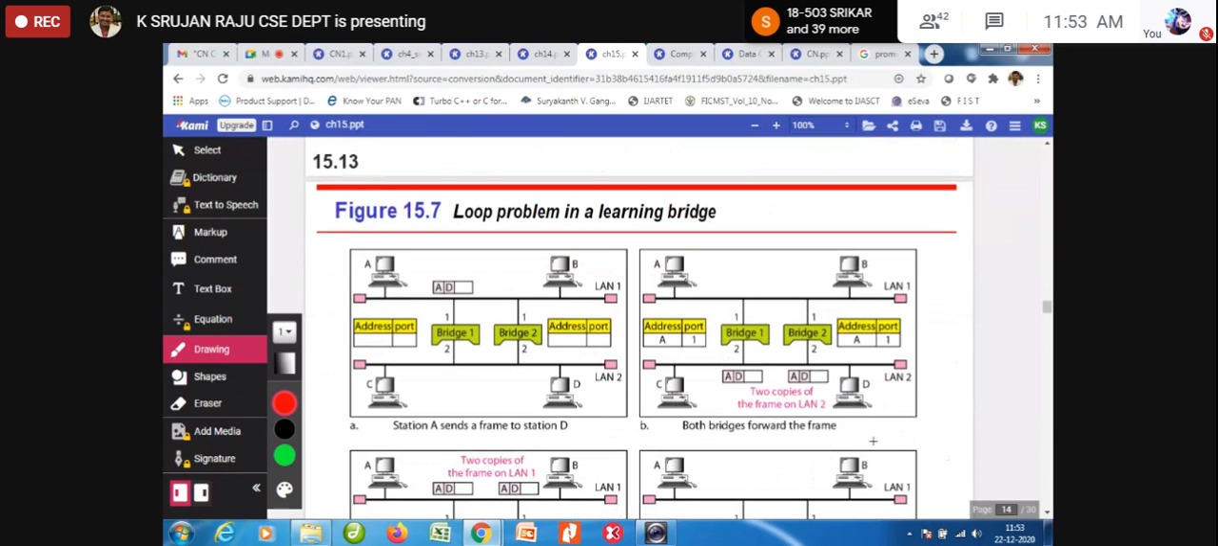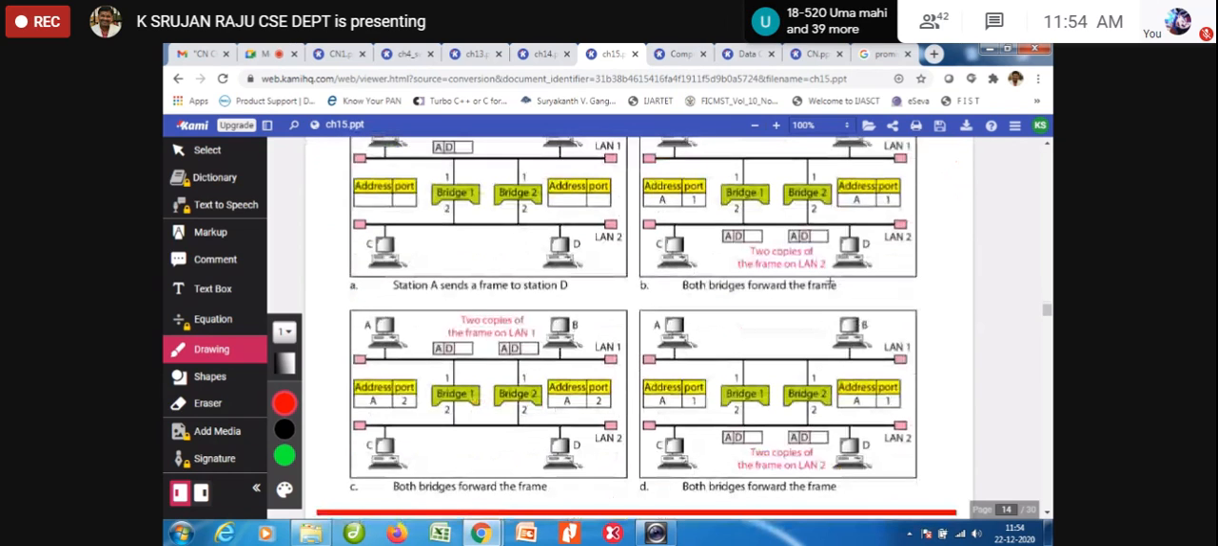What is the meaning of a loop? Always see, when A is sending to D, it is sending to the bridge. So station A sends a frame to station D, but if you look at that, both bridges forward the frame.